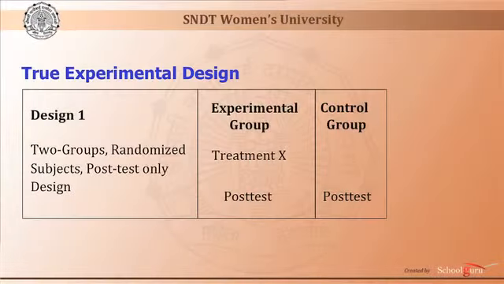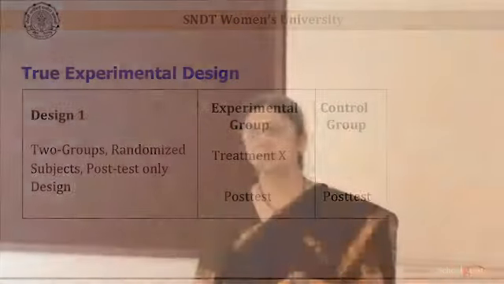So two groups, randomized subjects, post-test only design. How is it represented? Experimental group and control group. Treatment is given to the experimental group and post-test to both. So there is no test-wiseness. You see that internal validity threat? We have not given a pre-test. So the threat is less.